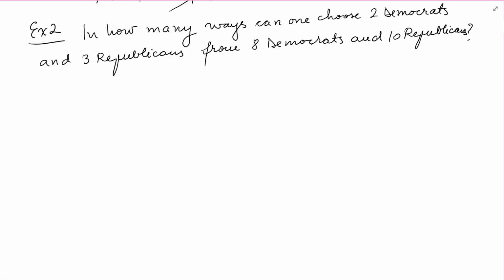Example 2. In how many ways can one choose 2 Democrats and 3 Republicans from 8 Democrats and 10 Republicans? First, let's find out how we can choose 2 Democrats from 8 Democrats. Since the order doesn't count, because there is no rank, like one has to be president and one vice president, or one has to be a senior or one has to be a junior, it doesn't matter. There is no restriction. So order doesn't matter.